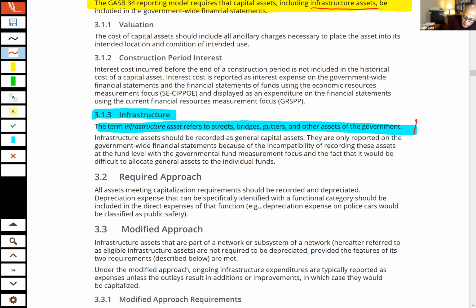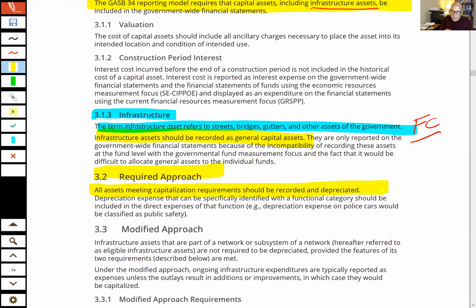Okay, so I want you to flashcard that. It's not buildings, it's not equipment. Infrastructure is streets, bridges, water systems, etc. Okay, now when you come over, they tell us that the required approach for infrastructure assets, they should be reported as a capital asset.